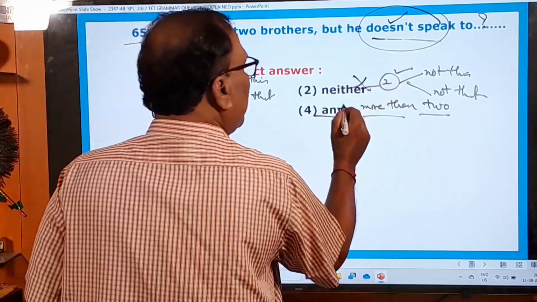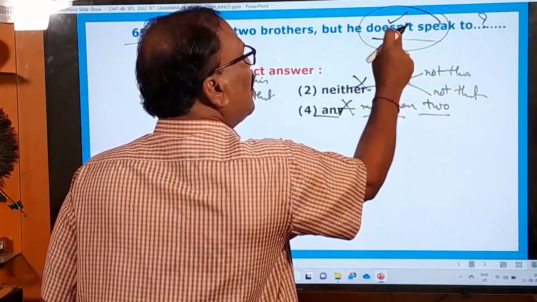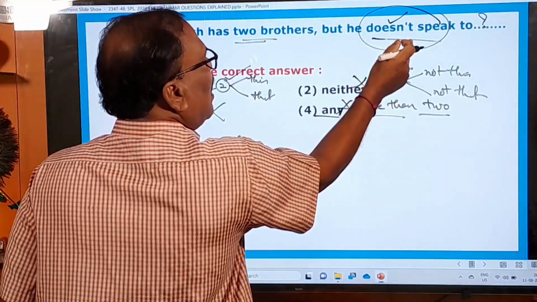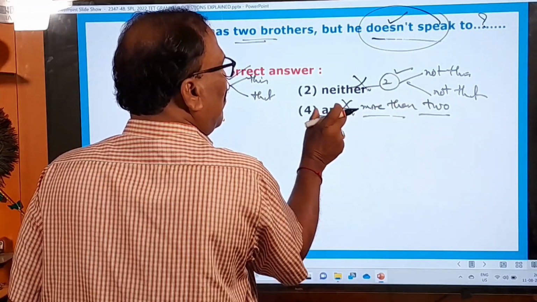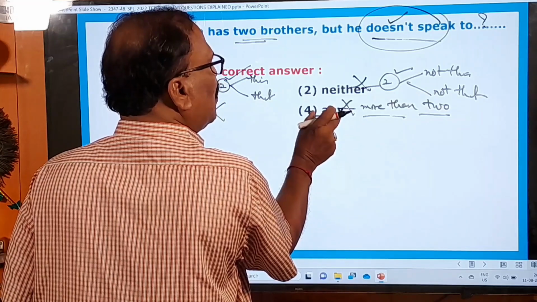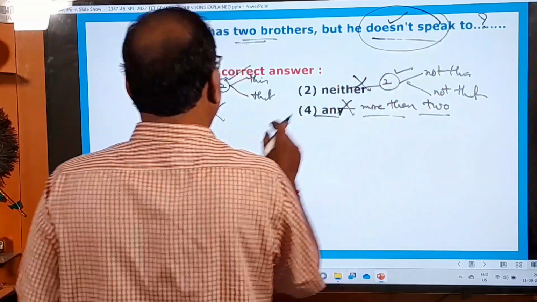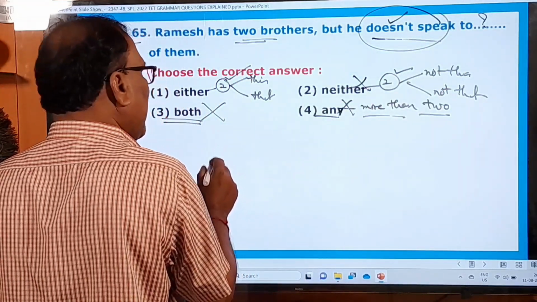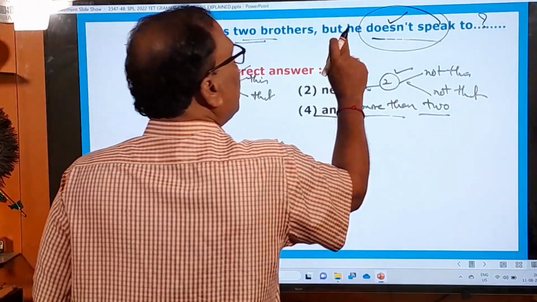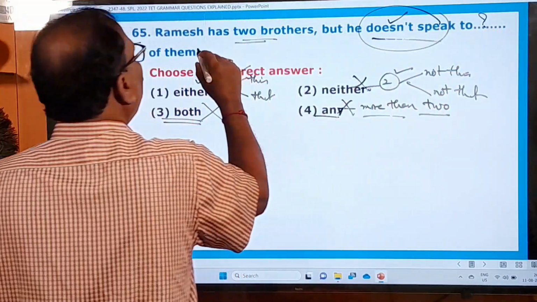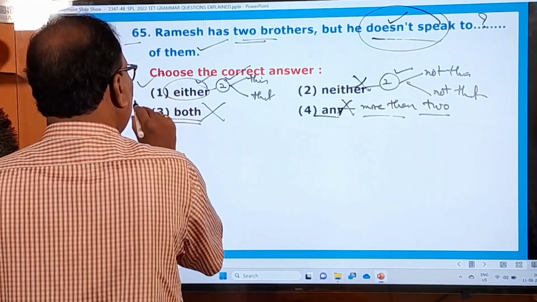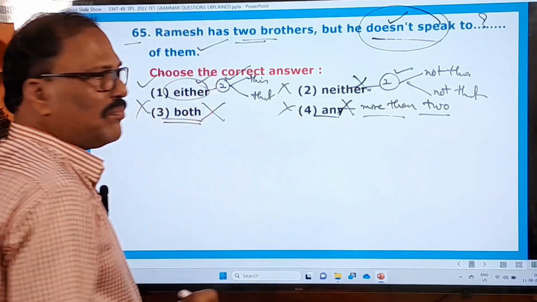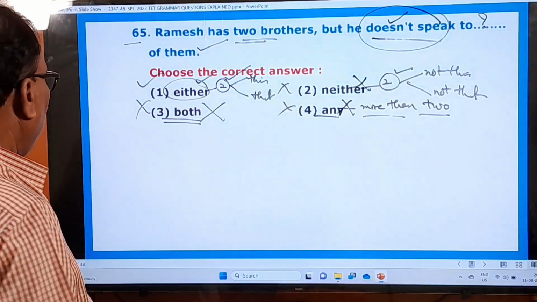Any is not used here because any is used with more than two, and the brothers are two here. So that doesn't fit. Then what is the word that fits? Only either will fit: he doesn't speak to either of them. This is right, the others are wrong. Now you go to the next one.